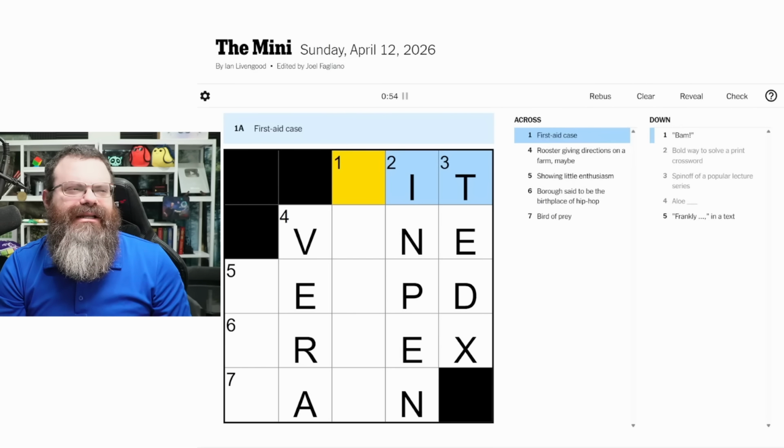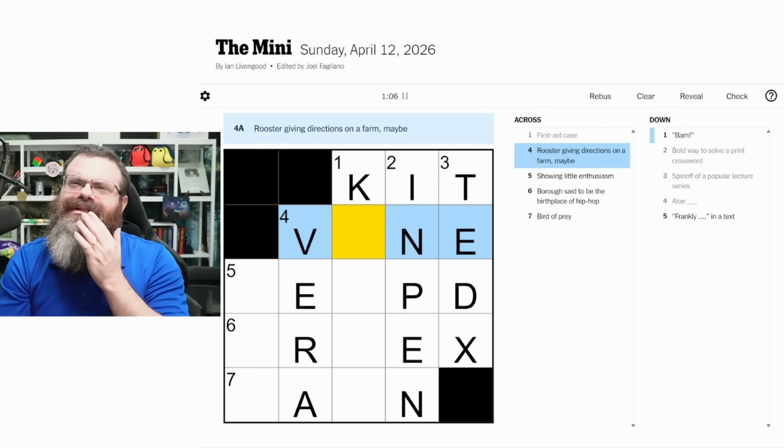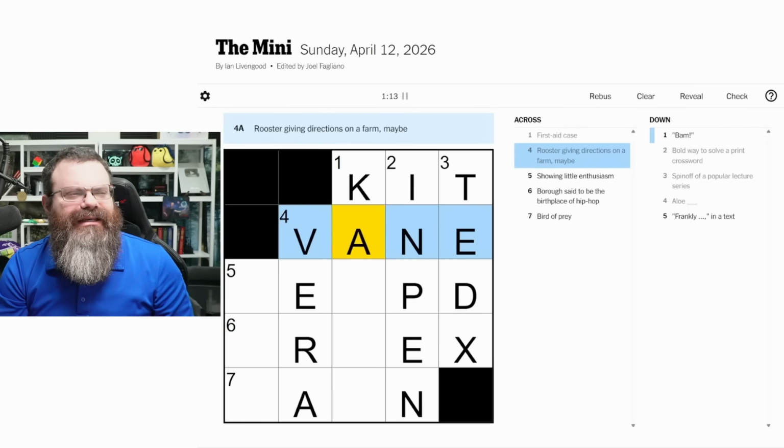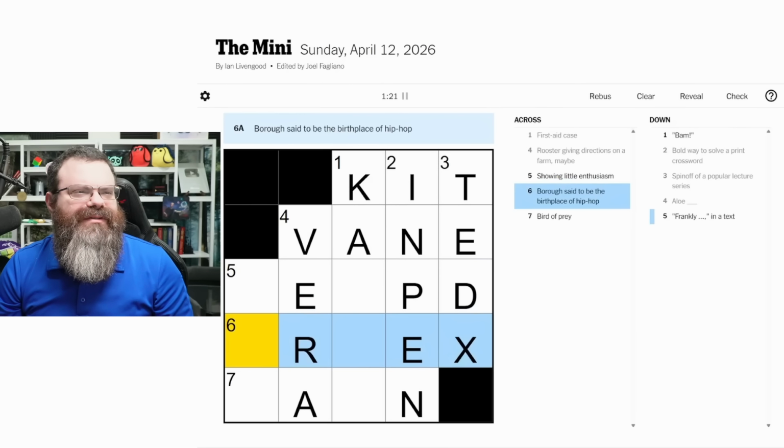Let's see. First aid case. A kit? Okay. Rooster giving directions on a farm, maybe. Oh, a vane? How is a weather vane spelled? Is that a V-A-N-E? I guess it would have to be. Showing little enthusiasm. I don't like that. Is TEDx wrong? Let's look at this one as well.